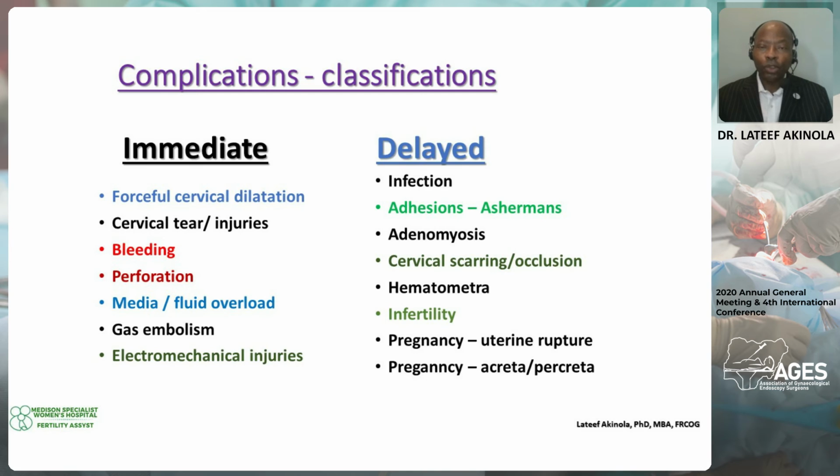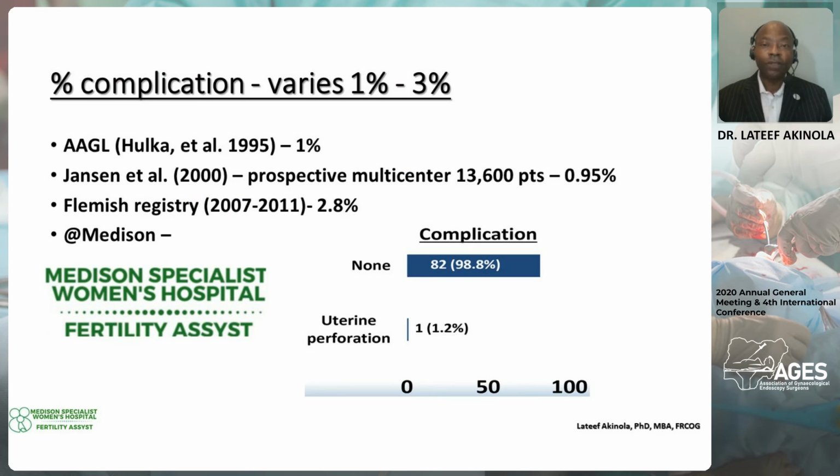Complications are more frequent if you do operative compared to diagnostic, and complications also could be delayed in some instances, especially infections, Asherman syndrome, adenomyosis, cervical scarring or occlusion, hematometra, infertility, and pregnancy complications. The percentage of complications varies from center to center, about 1% to 3%, and in most cases it's below 1%. In our center, we have about 1.2%, so comparable to what obtains out there.